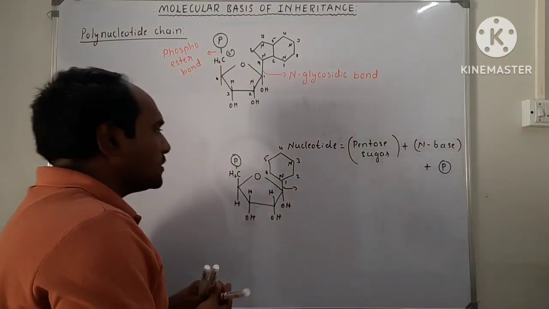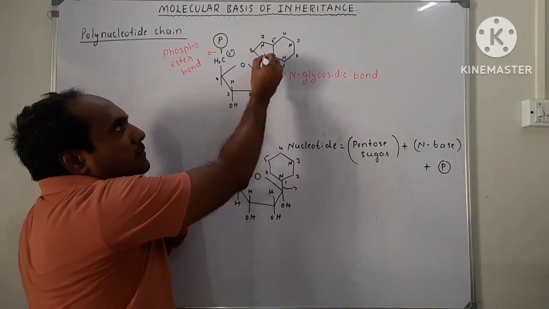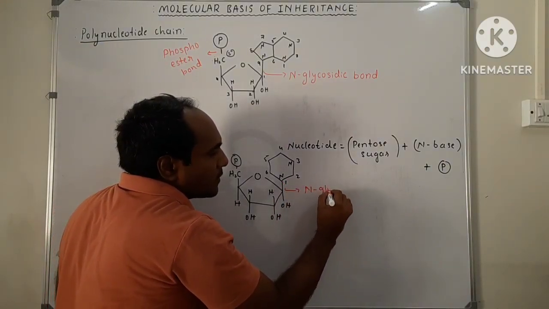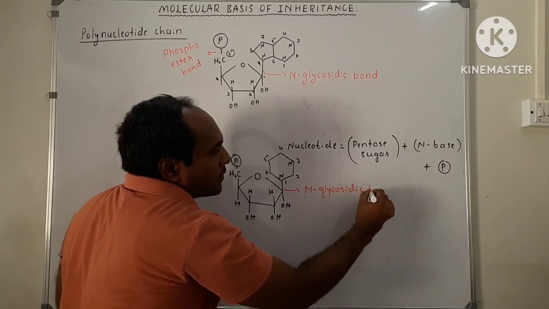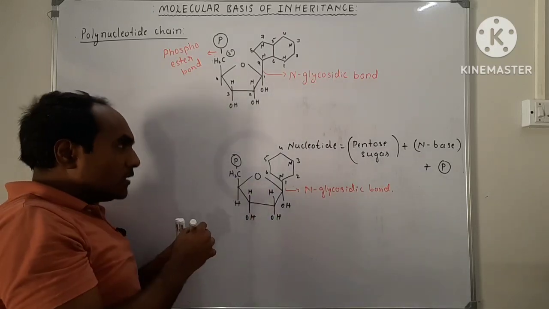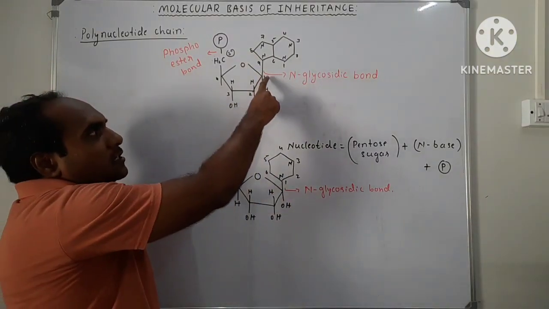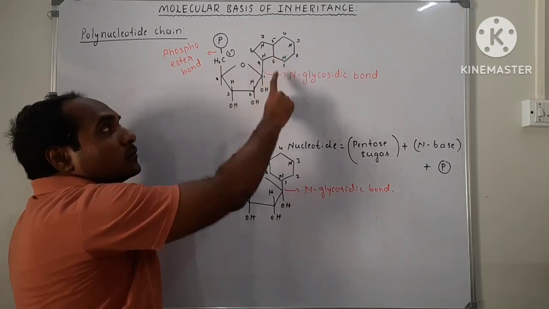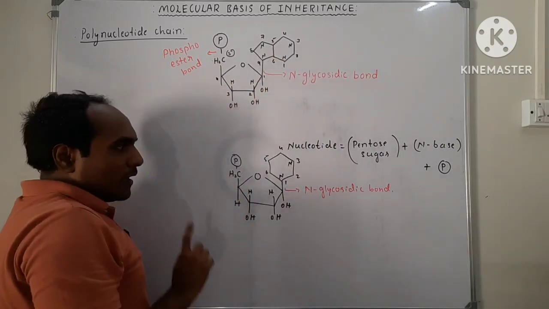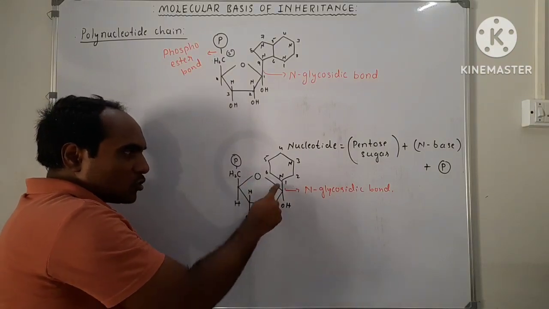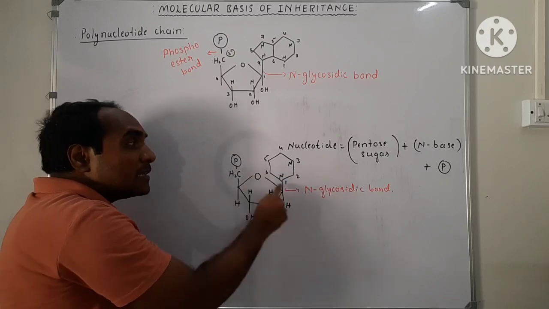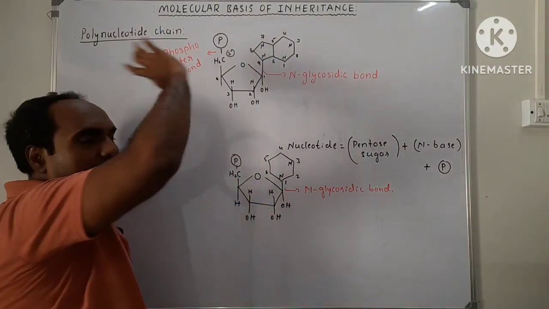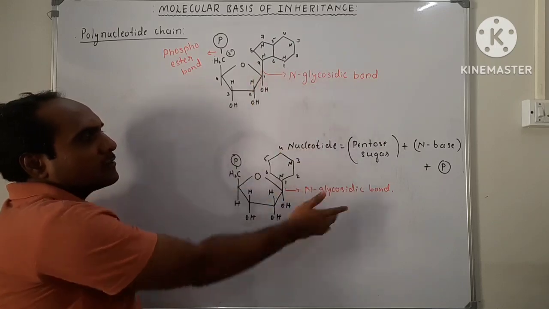Remember, this is also very important. If it is purine, then it is the 9th nitrogen atom of purine. If it is pyrimidine, then it is the 1st nitrogen atom of pyrimidine. Whenever nucleotide is formed, the first carbon atom of pentose sugar links with the 9th nitrogen atom of purine, and with the first nitrogen atom of pyrimidine, by N-glycosidic bond. Getting my point? For CET, they are asking like this.